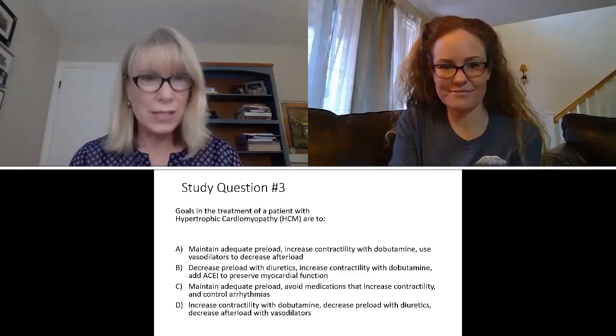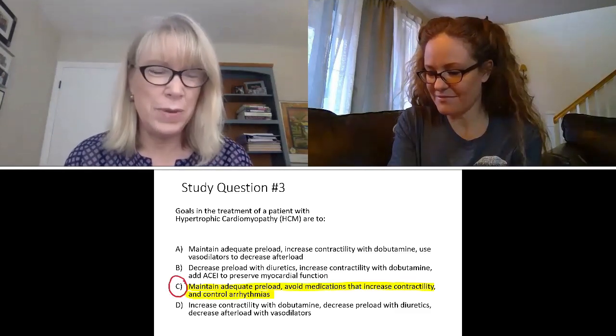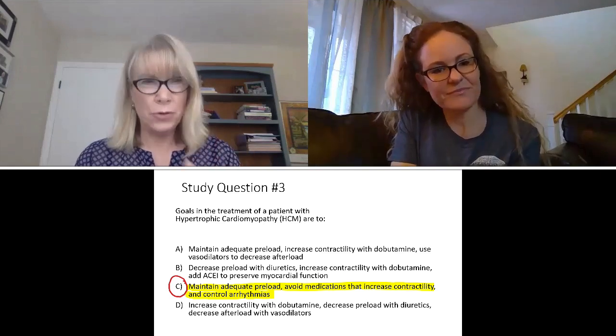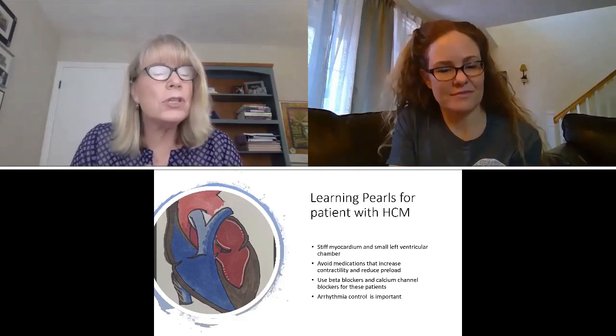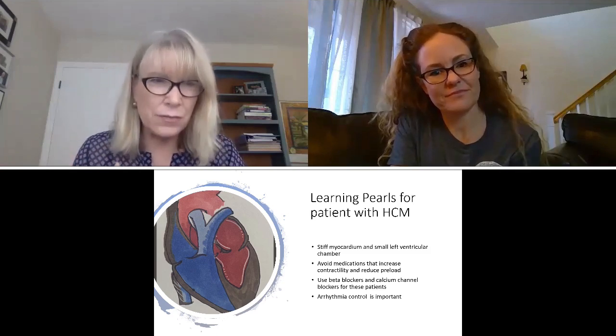Okay, so the correct answer to this is actually C. The 3 main goals in hypertrophic cardiomyopathy are to maintain adequate preload, avoid medications that increase contractility, and control any kind of arrhythmias that the patient might be having. So let's just talk a little bit about hypertrophic cardiomyopathy, and then we'll touch again on dilated, just so people remember the difference again.